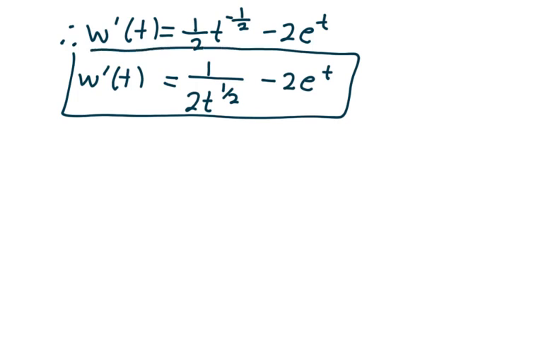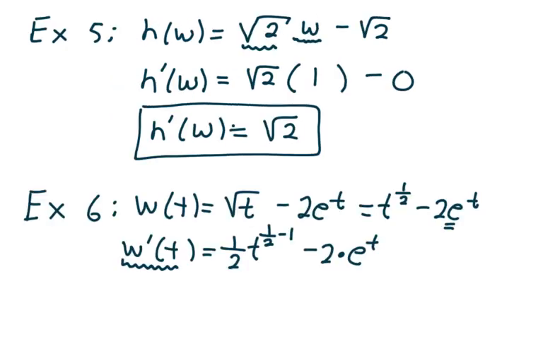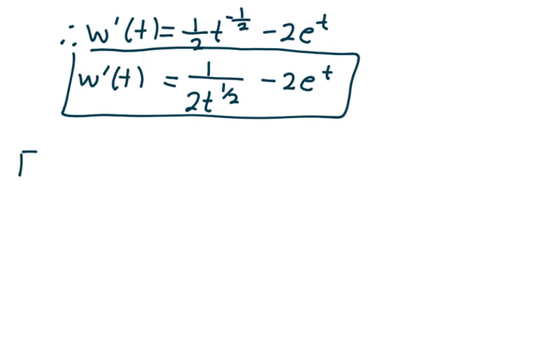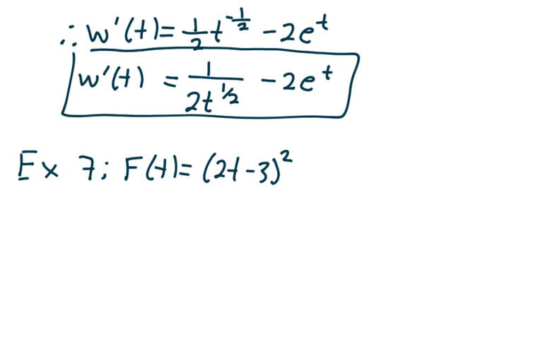And that's how you would do example 6. Let's take a look at example 7. We'll work 4 examples additionally in this section. Suppose I had the following. f(t) = (2t - 3)^2.